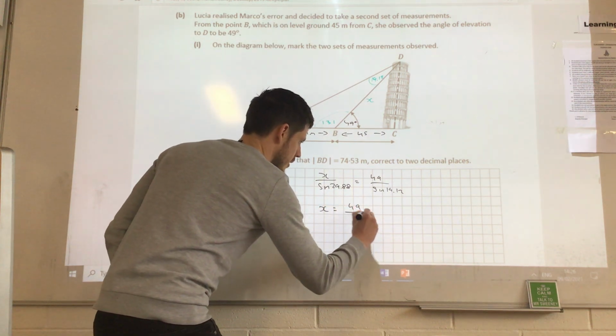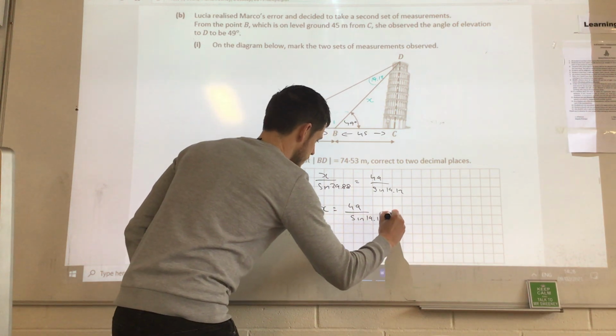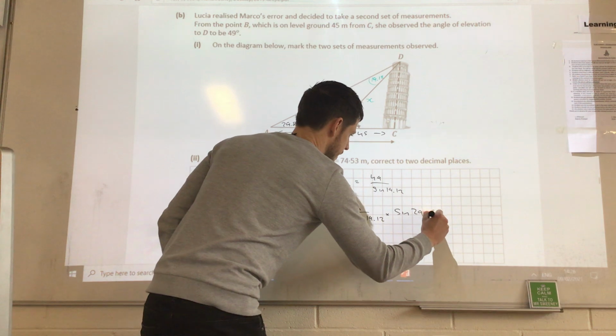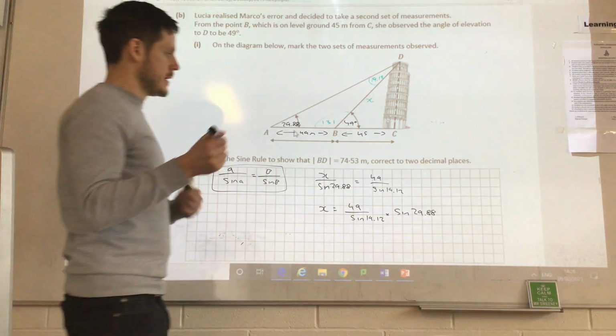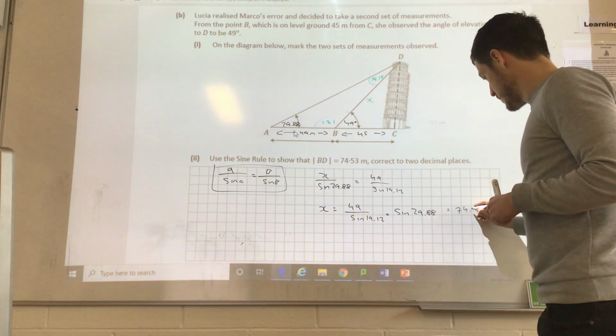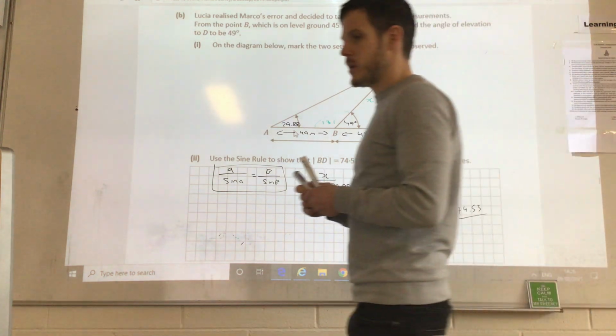And then to figure out what x is, I'm going to do 49 over sine of 19.12 times the sine of 29.88. When I put that into my calculator, I get 74.53. So I've proved that.